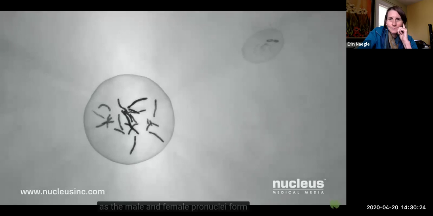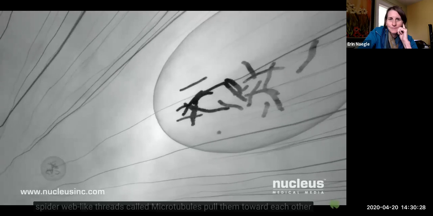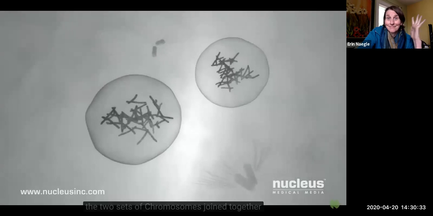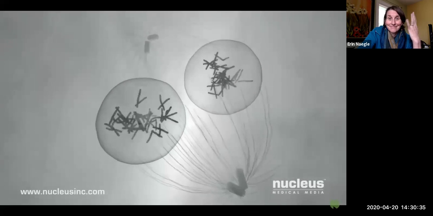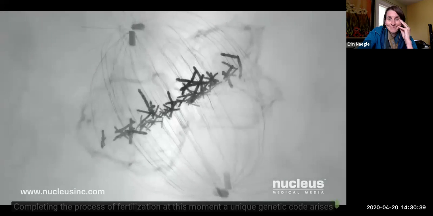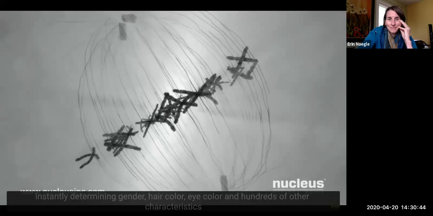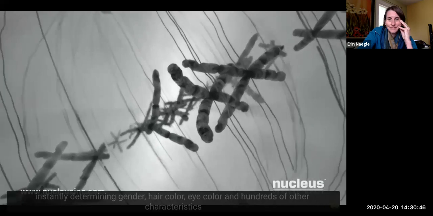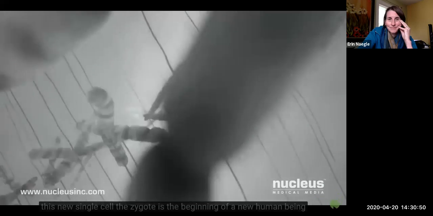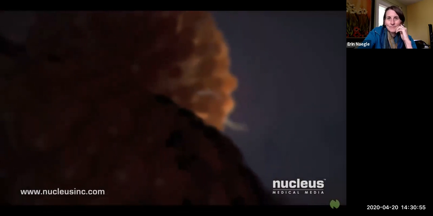As the male and female pronuclei form, spiderweb-like threads, called microtubules, pull them toward each other. The two sets of chromosomes join together, completing the process of fertilization. At this moment, a unique genetic code arises, instantly determining gender, hair color, eye color, and hundreds of other characteristics. This new single cell, the zygote, is the beginning of a new human being.